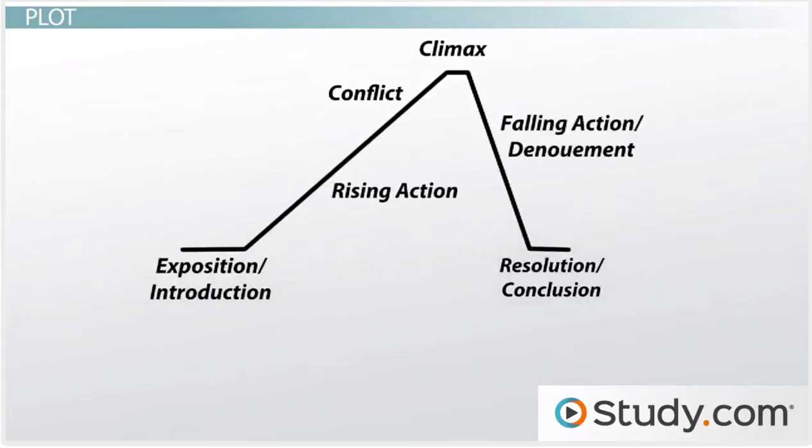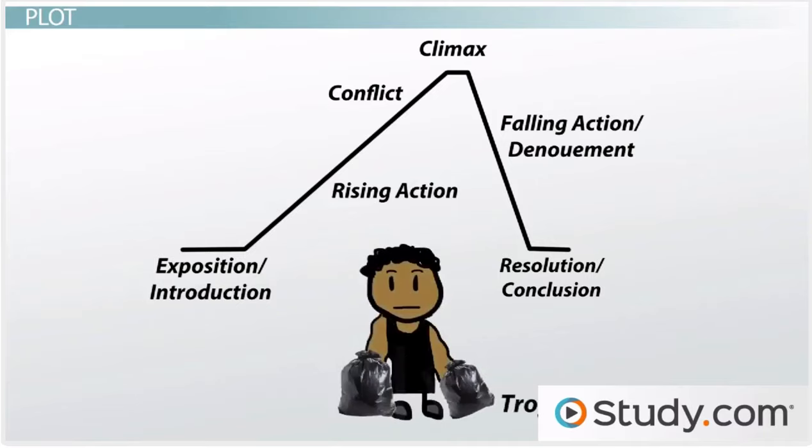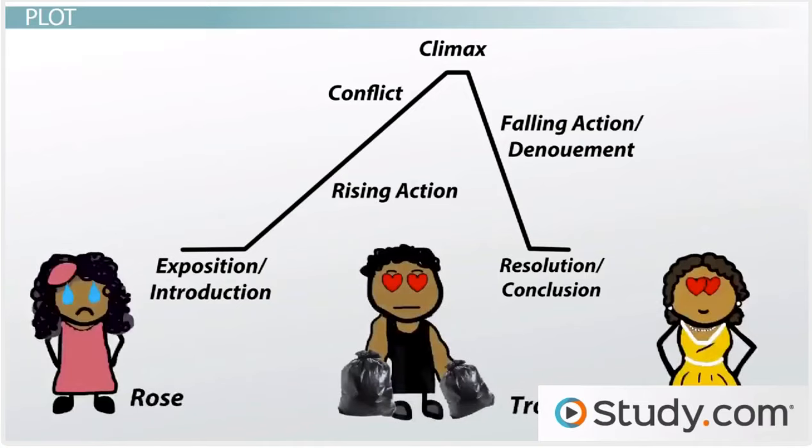The plot structure of the play doesn't really differ from that in prose. There is an exposition, a rising action, a climax, falling action, and a resolution. In the play Fences, the exposition explains that Troy Maxon is a garbage man who loves his family in spite of the fact he is cheating on his wife Rose.